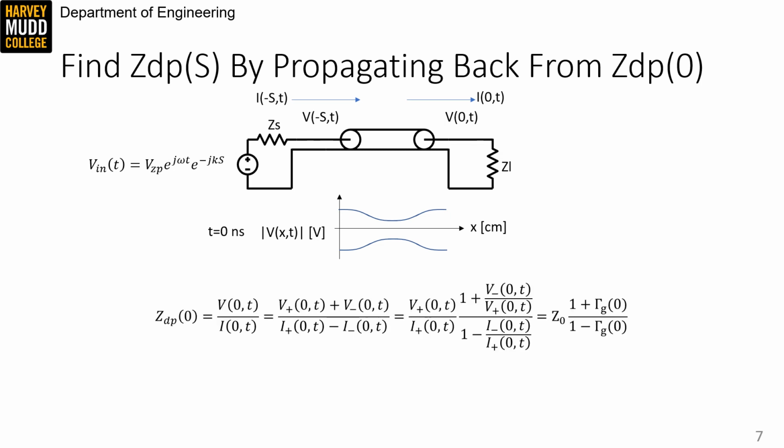Our first set of equations is all about rearranging the voltage and current at the load. We know ZDP of s equals 0 is given by V of 0,t over I of 0,t, and we rewrite those as left and right traveling waves in this second expression. We can factor V plus out of the top equation and I plus out of the bottom to get the equation in some rather handy forms here. The V plus over I plus ratio in front becomes Z naught, while the V minus over V plus and I minus over I plus ratios are each given by the reflection coefficient, which I've chosen to write as the generalized reflection coefficient at length 0.